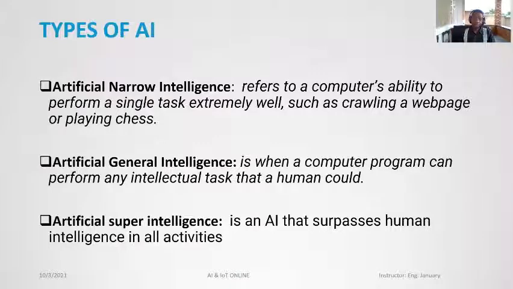First one, we have artificial narrow intelligence, which refers to a computer's ability to perform a single task like a human. We have artificial general intelligence, which is a computer system which can perform any intellectual task like a human. We have artificial super intelligence, which is an artificial intelligence that surpasses human intelligence in all activities. So we assume in the future, we will have algorithms which can be better than a human being. That's the case of artificial super intelligence.